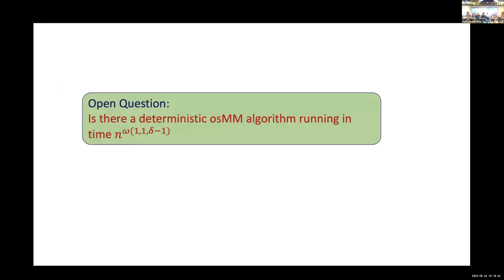So I guess the open question is, we know what the optimal deterministic running time should be. Can we bring it down even further, from n to the delta minus 1 to n to the delta over 2?